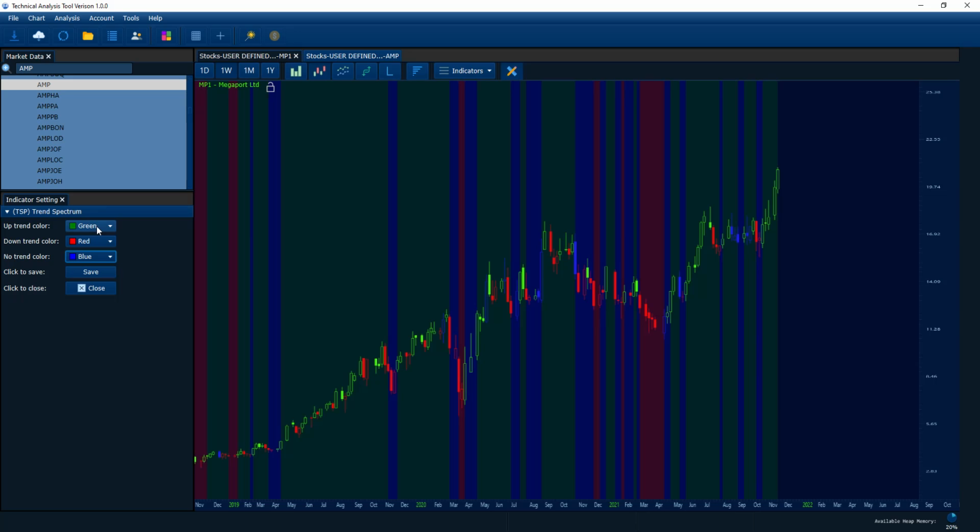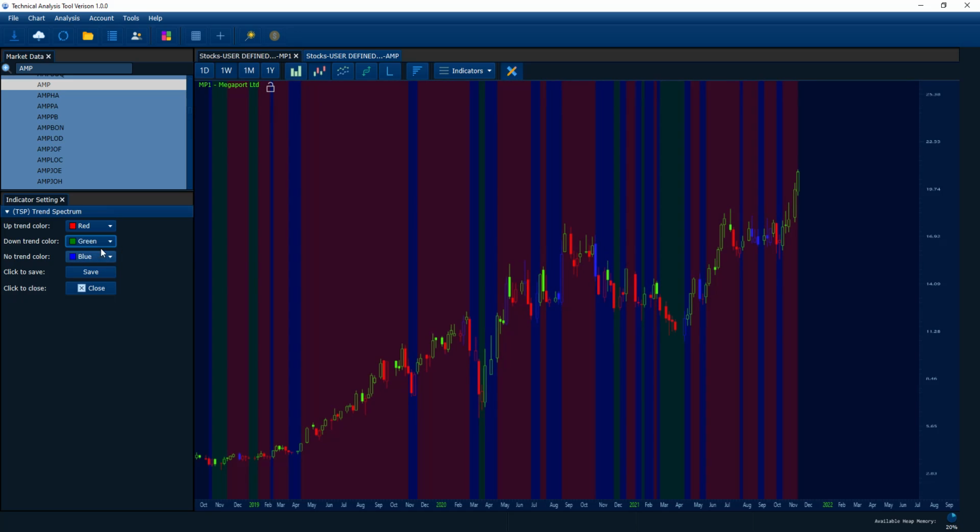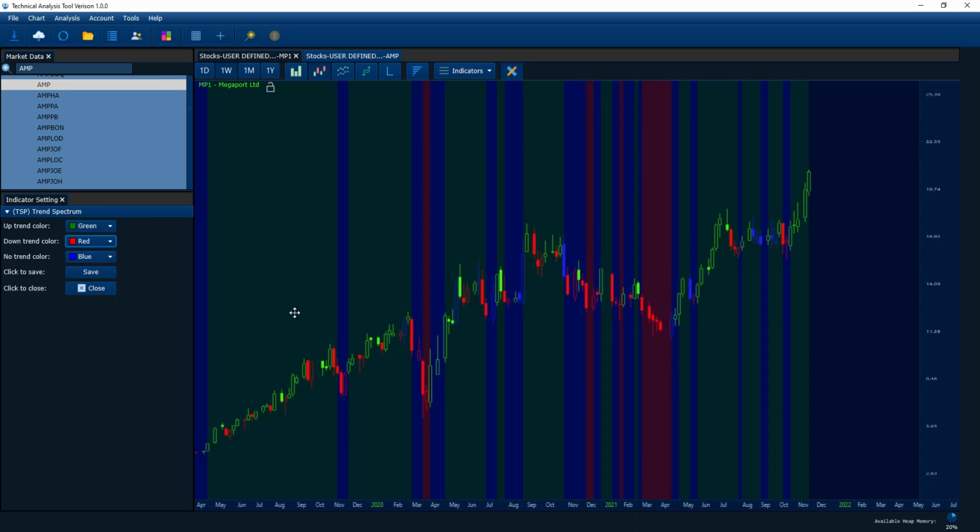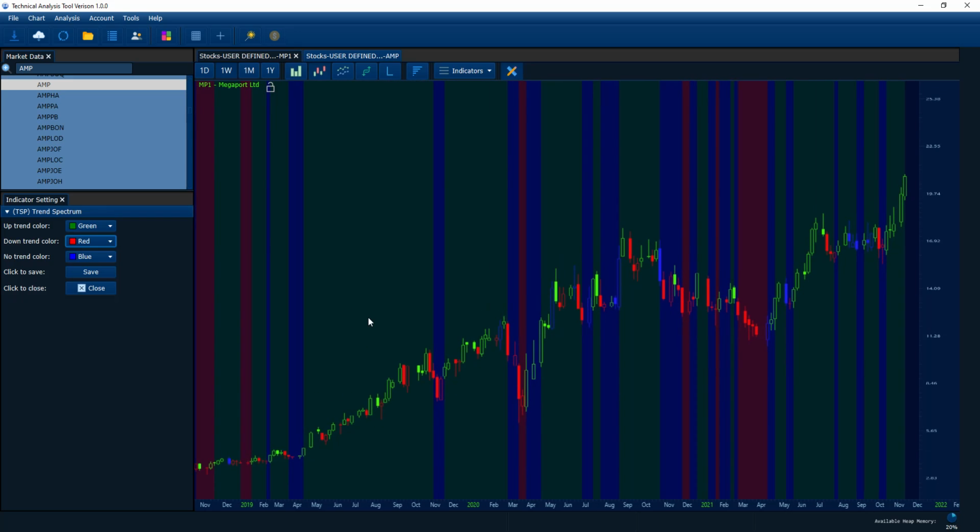You can configure this color. For example, in the Asia area, people like to see the uptrend as red. You can turn it upside down, so you can specify the uptrend as red and downtrend as green. So specify these 3 colors. These are the only 3 attributes you can change. Let me bring this back to its default. Okay, so green is uptrend, blue is no trend or undecided, and red is downtrend.